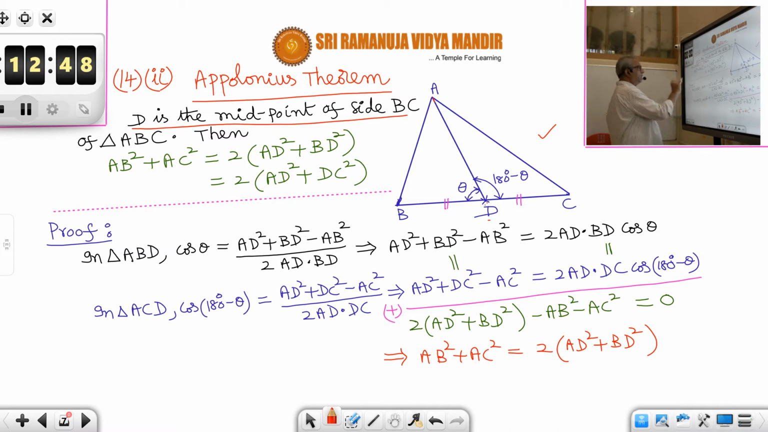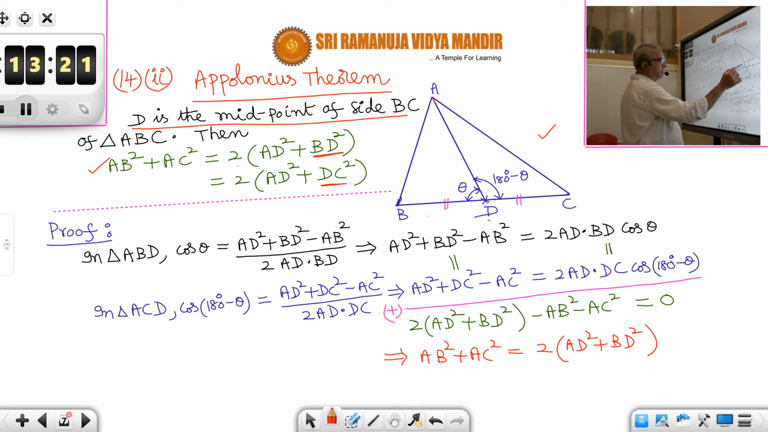Then according to this theorem, AB square plus AC square is equal to 2 times AD square plus BD square. In place of BD, you can write DC also, because D is the midpoint of BC, therefore BD and DC are equal. So you can write BD or DC. So this theorem can be easily proved by using the previous cosine rule.